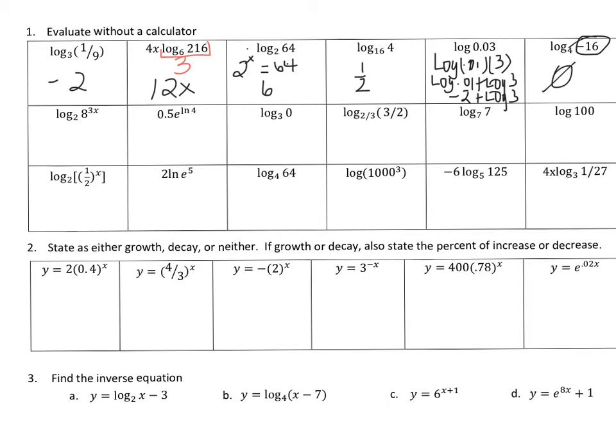The log 2 of 8 to the 3x power. So I'm going to look at that as the log base 2 of 2 cubed, because 2 cubed is 8, to the 3x. And 3 times 3x is 9x. And the log 2 and 2 are inverses, so the answer is just the exponent 9x. And then 0.5e to the ln 4. The e and ln are also inverses, so I get 0.5 times 4, which is 2.